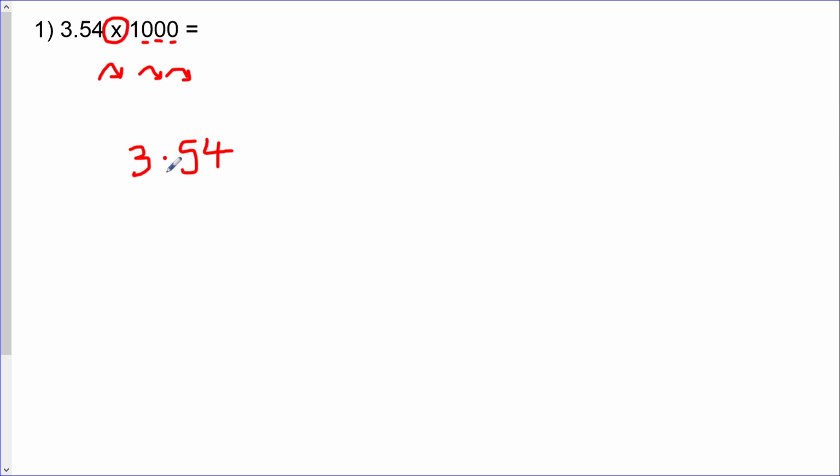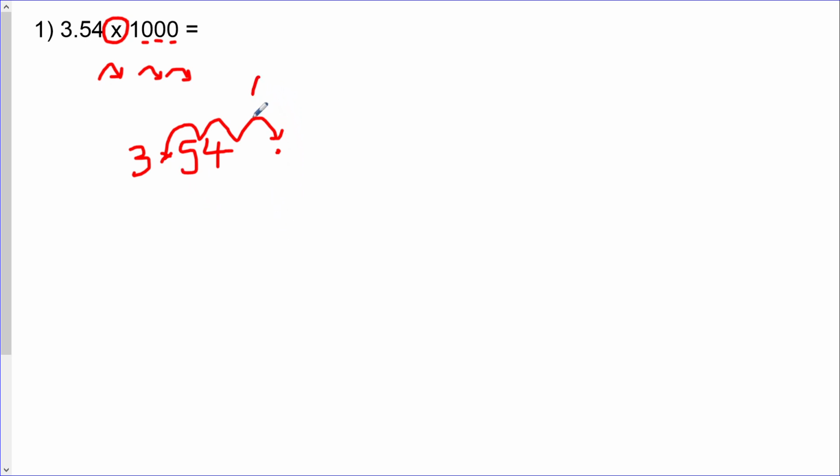I start at my decimal point, I jump 1, 2 and 3. At this stage now, I have moved my decimal point to a new place in the number. So I can cross out and get rid of, ignore, my old decimal point.